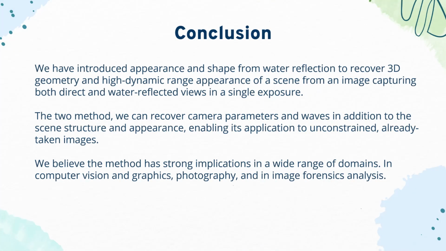So, in conclusion, we have introduced appearance and shape from water reflection to recover 3D geometry and high dynamic range appearance of a scene from an image capturing both direct and water reflected views in a single exposure. These two methods can recover camera parameters and waves in addition to the scene structure and appearance, enabling its application to unconstrained, already taken images. Experimental results demonstrate its robustness to waves and its effectiveness when applied to arbitrary images taken in the wild.